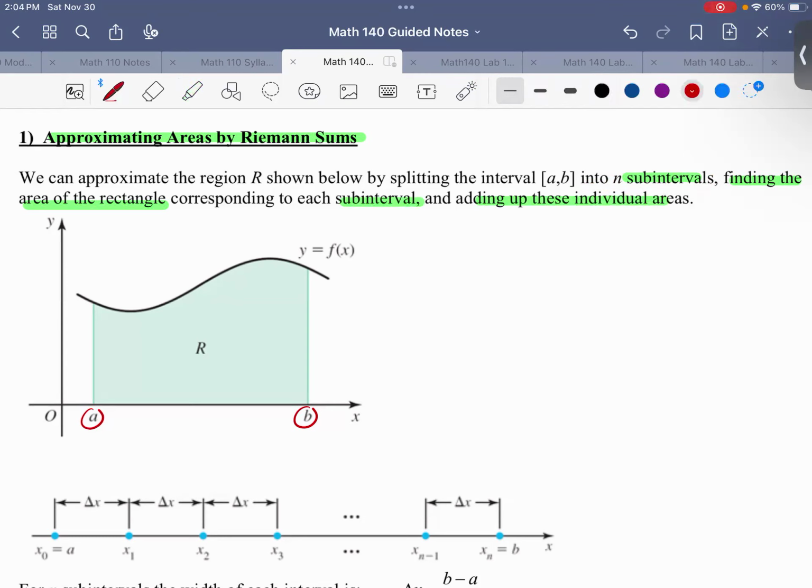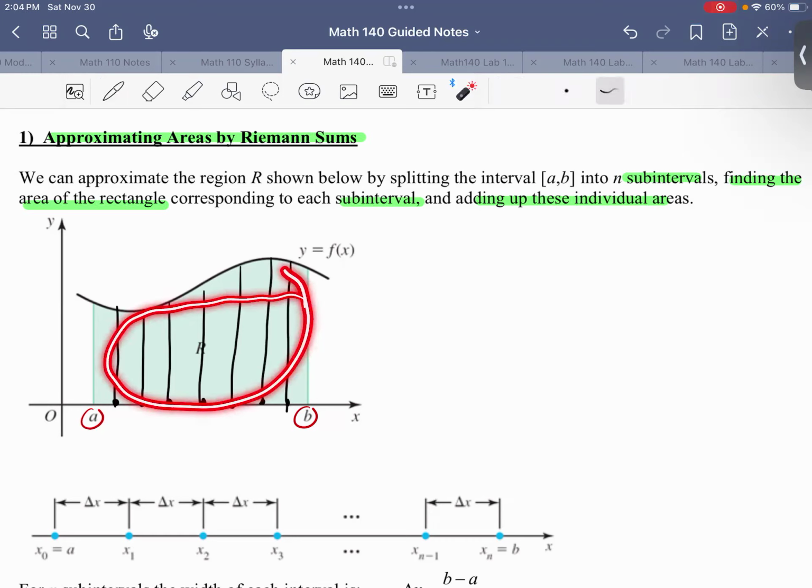So what we're going to do is cut up the desired area we want into subintervals, where each subinterval is going to give us a rectangle. And what we will do is find the area of each of these rectangles and add them up to get the entire area underneath the graph. And so, how do we figure out how to cut these rectangles up?